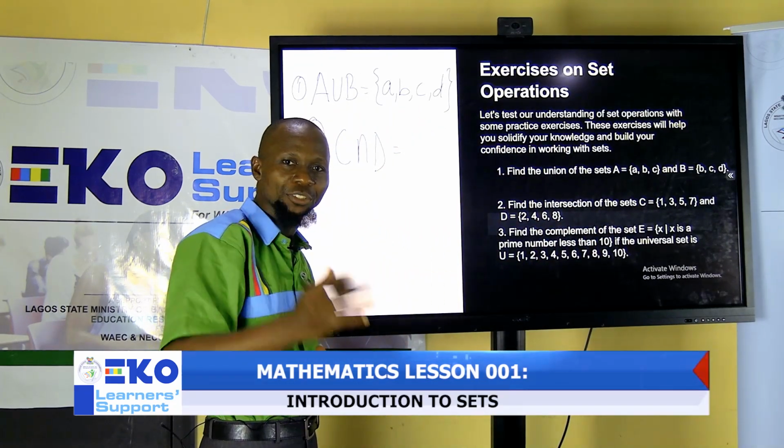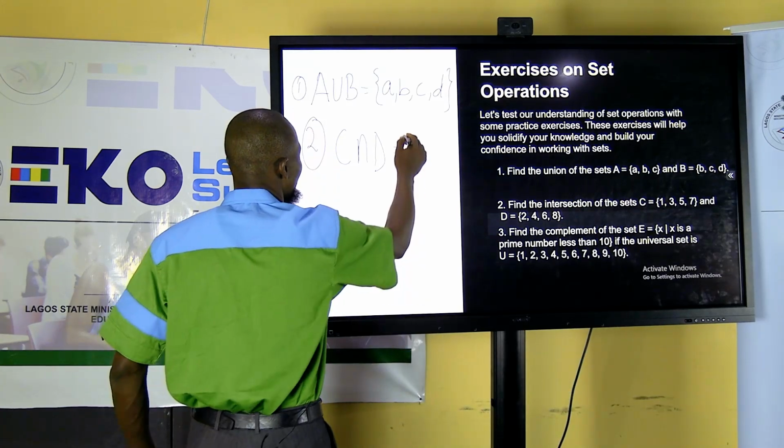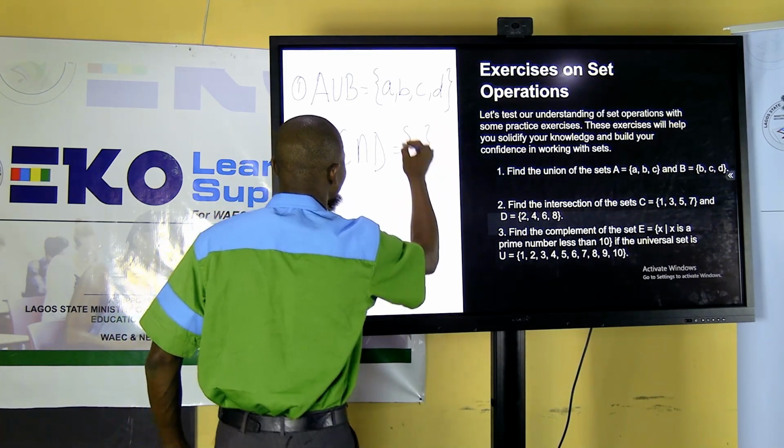And what do we call that kind of set? That is what? Good. Empty set. So we can denote it with this.